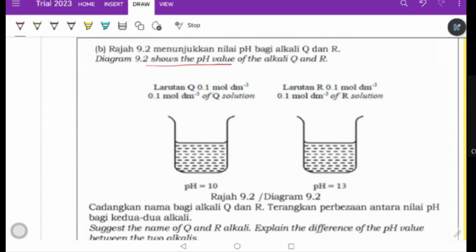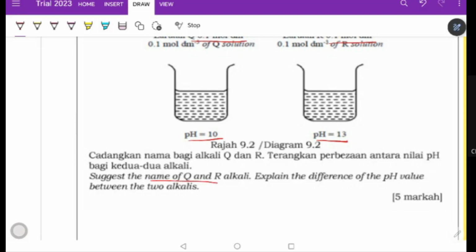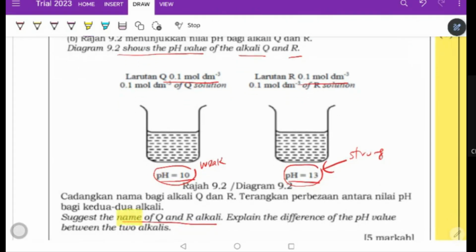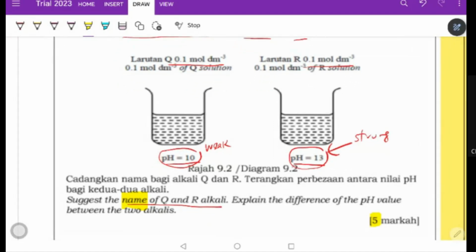Okay, so the pH value of alkali Q and R. Okay, this one pH 10, this one pH 13. Same concentration. Okay, so suggest the name of Q and R. Okay, what do you think? pH 13. What is this? Example. pH 10. This one means a weak alkali, right? This one is strong. So directly give an example, right? Suggest the name. Cannot use formula, must be the name. Okay, also 5 marks, right? 5 marks.